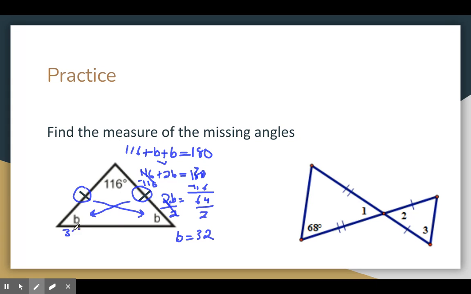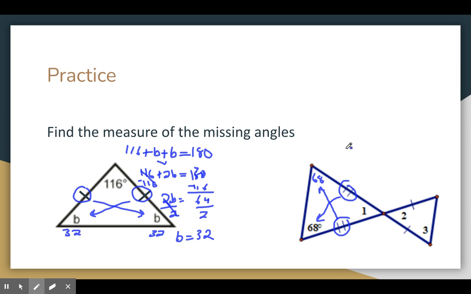That means this angle would be 32. That means this angle here would be 32 degrees because they are congruent to each other, because it's an isosceles triangle. Okay, now over here, we have something a little bit different. These are our congruent sides. So again, draw an arrow opposite. Those point to our congruent angles. Well, this time, this one's given to us. So if this one's 68 and these are congruent, we know that this one also has to be 68. And now we have two angles given to us, and we just need to find the third.